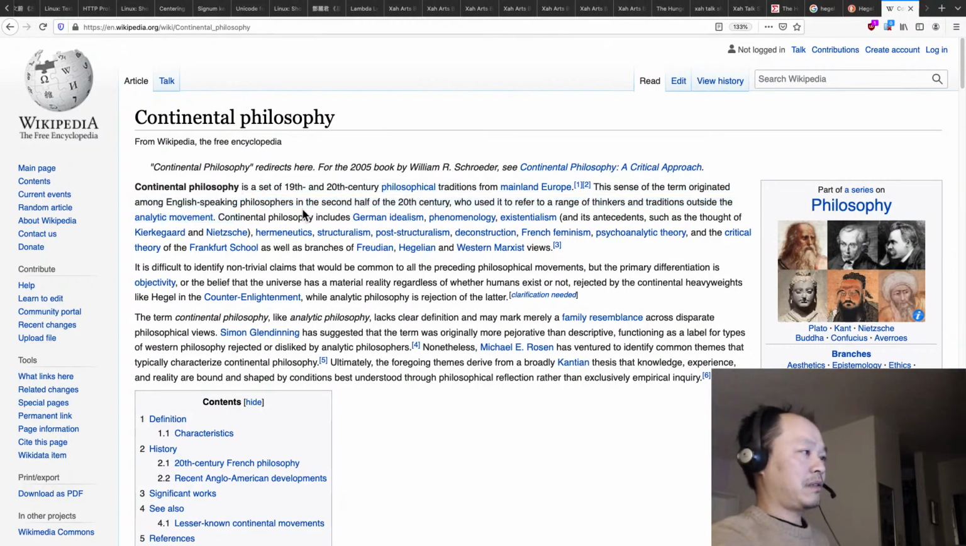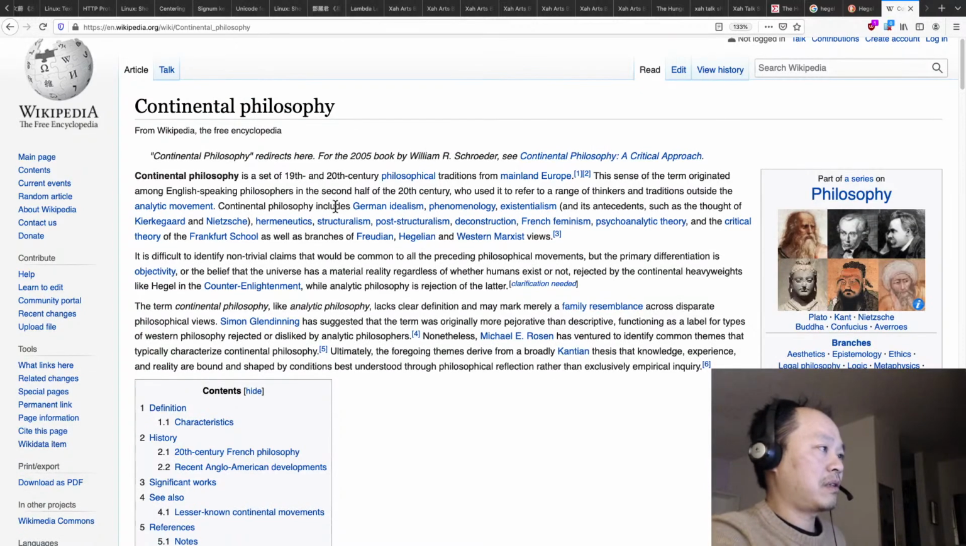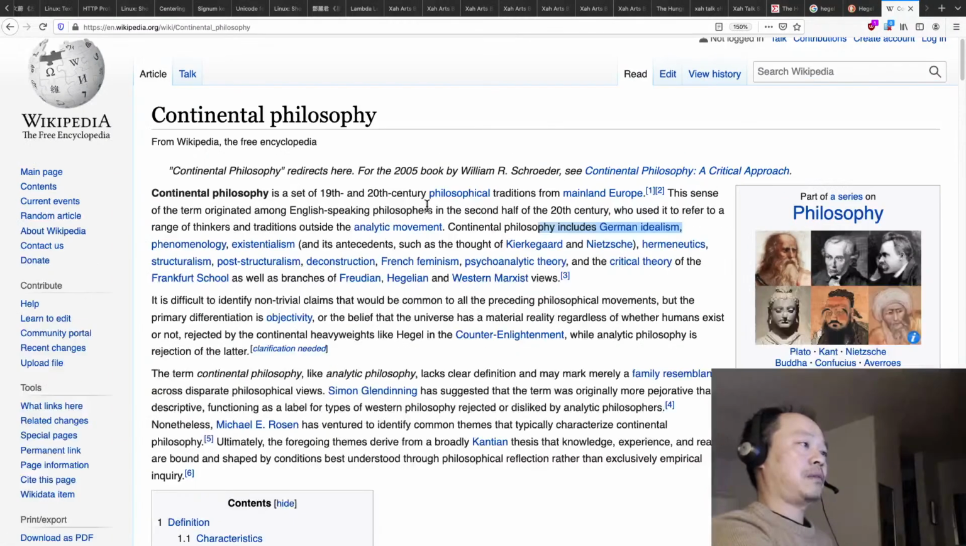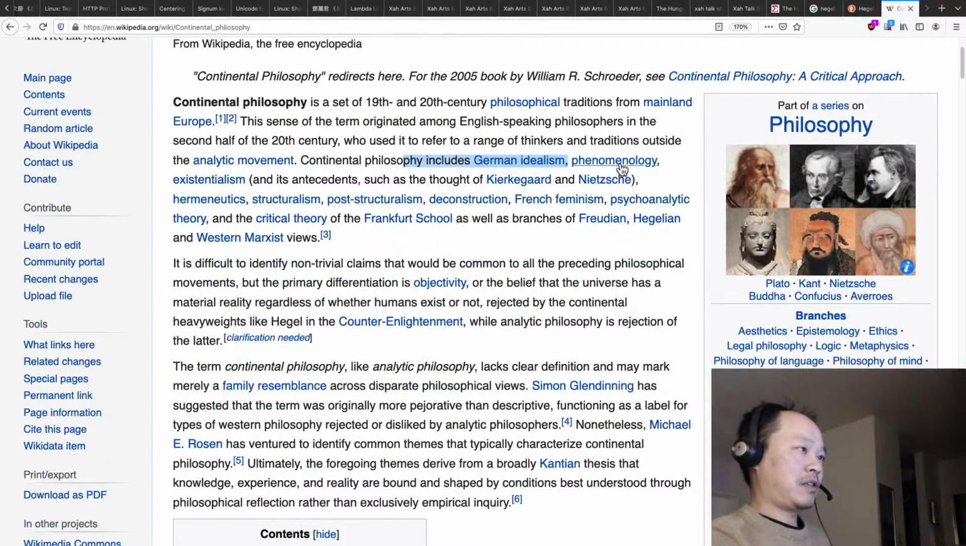Anyway, Continental philosophy includes German idealism, phenomenology, existentialism, and hermeneutics. That's important. Remember the words phenomenology and hermeneutics. Those are the two biggest keywords in pioneering social justice thought. Phenomenology and hermeneutics, remember that.